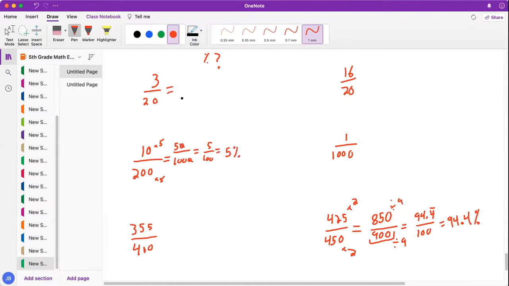So about 3 over 20. All right, so this one's kind of nice and easy, right? Here, 20 times, what do we got? 5, right? 20 times 5 is 100, so we can multiply both and get 15%. And same with this one. Multiply by 5 and multiply by 5. So we should get 100, and we should get 80. Get 80%.